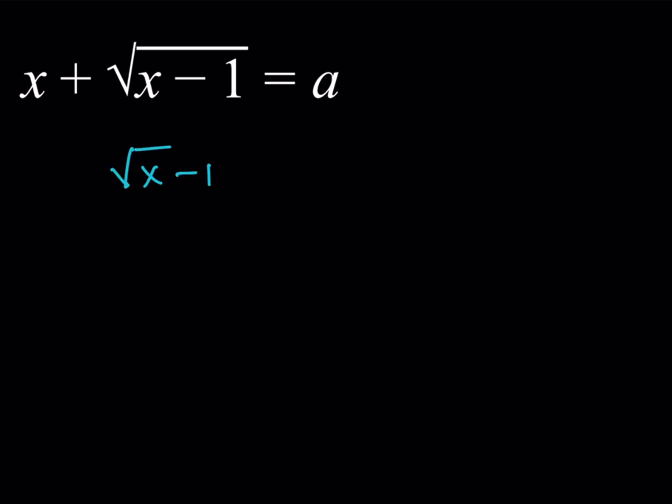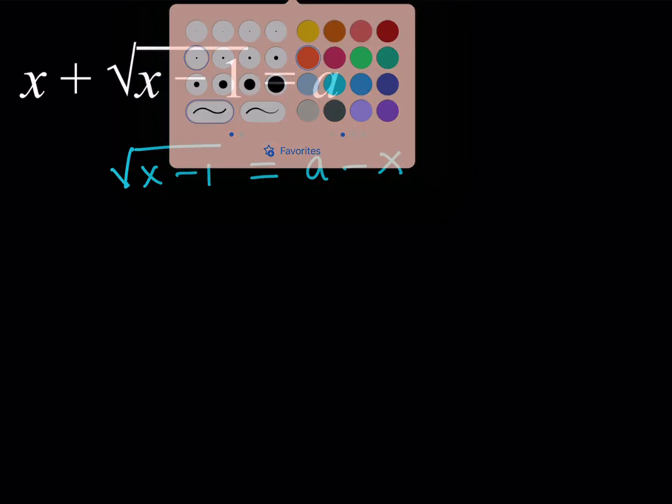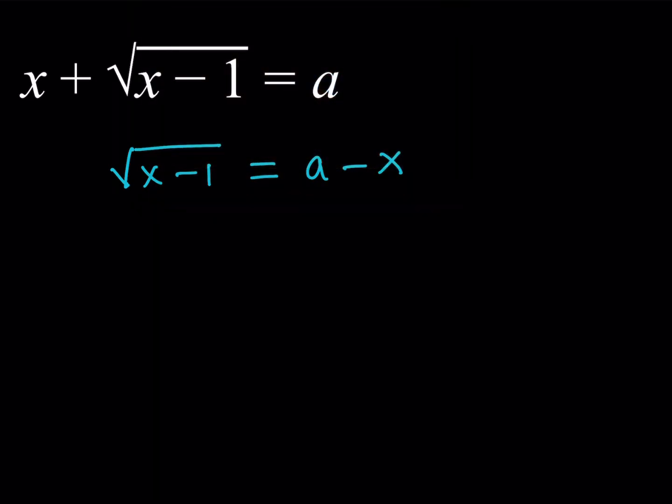If you isolate the square root of x minus 1 on the left hand side, this is what you get. And then after this I'm going to square both sides. But I need to consider a couple things here, obviously. In order for this to be well defined, x needs to be less than or equal to 1 because x minus 1 needs to be non-negative. And also we have that x needs to be less than or equal to a because a minus x needs to be non-negative as well.